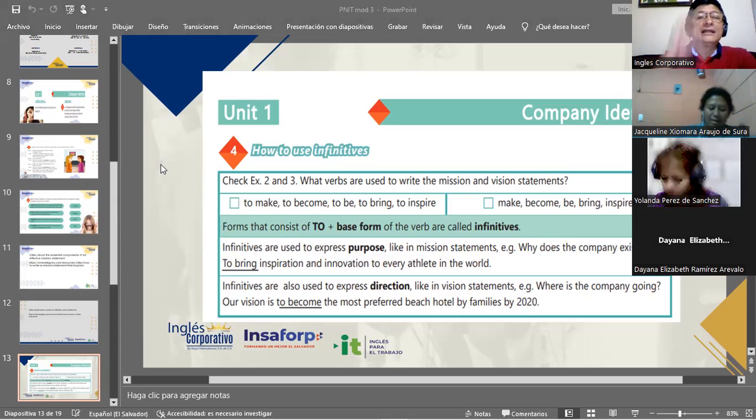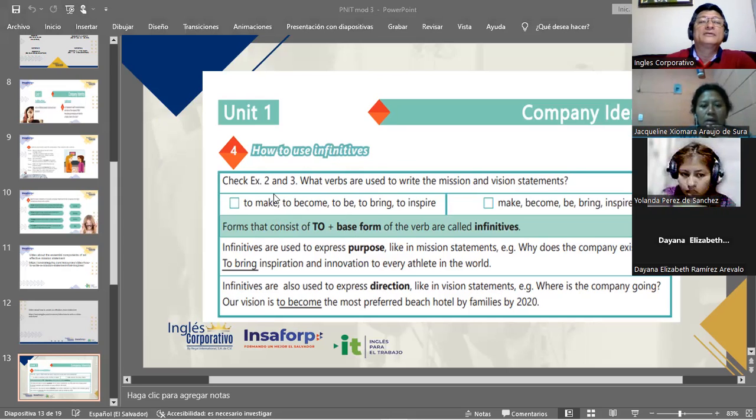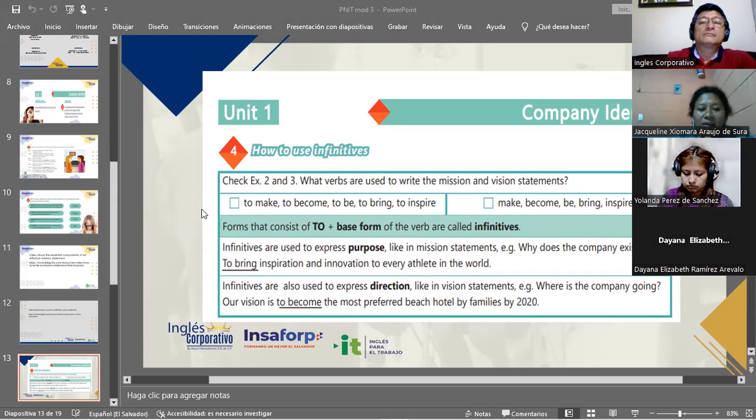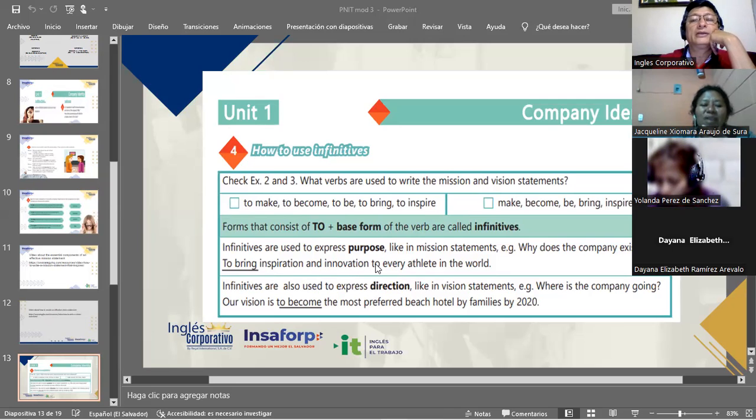Okay, Jacqueline, I want you to read the chart. I mean, how to use infinitives. Can you read this information for the class, please? Check exercises 2 and 3. What verbs are used to write the mission and vision statement? To make, to become, to be, to write, to inspire. First, that consists of to bring inspiration and innovation.